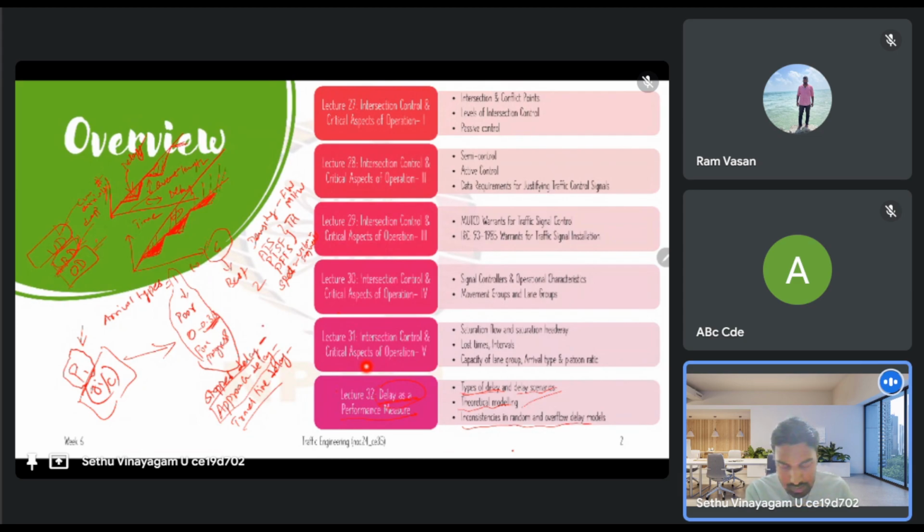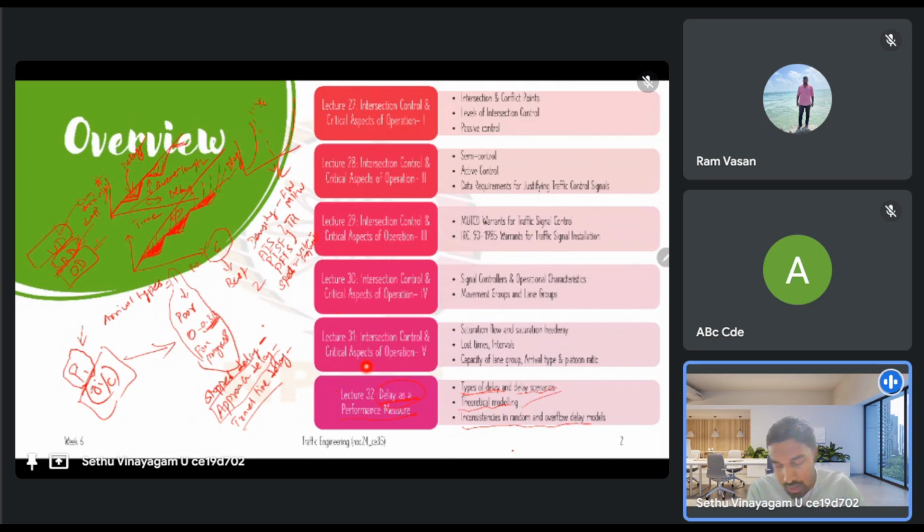So what is this inconsistency? If you look at the delay values as a function of the V by C ratio. Okay, so delay as a function of the V by C ratio. What happens is this vertical line is equal to V by C ratio of 1. Okay, so this means at capacity condition.